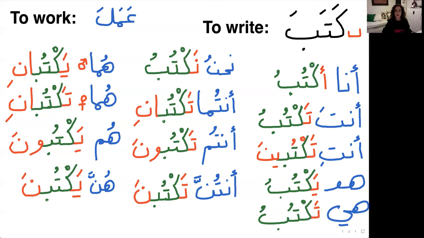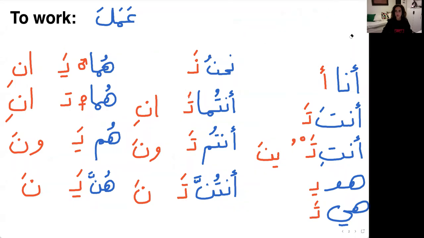Let's do عمل now. To work. So we're doing now عمل, to work. Again, all we need to do, look at the prefixes and the suffixes. They don't change at all. What changes is just the root, عمل, and also the short vowels on the three radicals. So what happens with the root is the first radical, ع, also gets a sukun. That's always the case in the present tense. The first radical of the root in the conjugation gets a sukun. Remember this. It applies to all form one verbs.